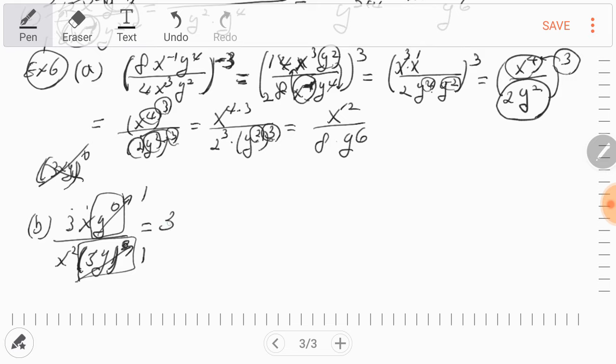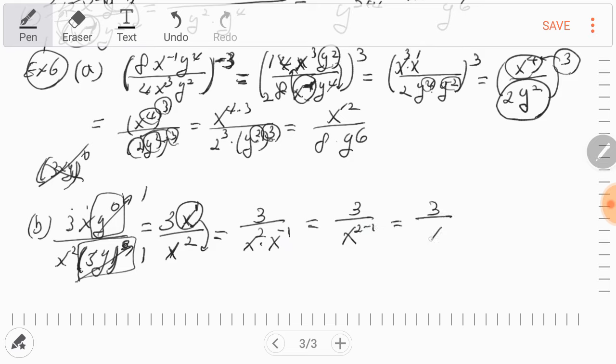So what we have is 3x over x squared. And then there are x terms in both numerator and denominator. So why don't we move this one to the denominator? So 3 over x squared times x to the negative 1, because the power of x is 1. Then 3 over x. 2 minus 1 is 1. So 3 over x.